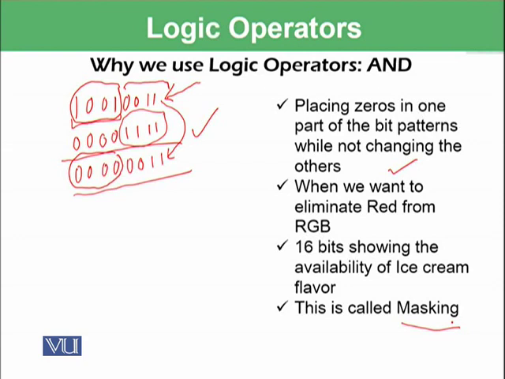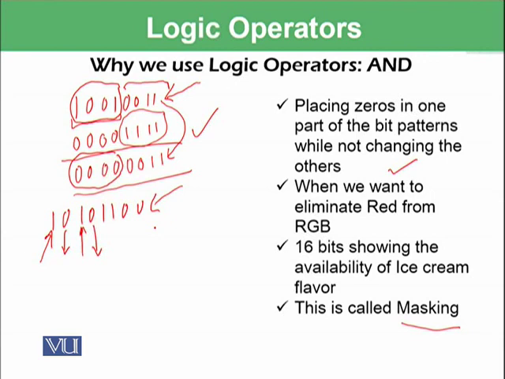We can also perform such things when, for example, there are 16 bits showing the availability of ice cream flavors. We can make it a smaller example of 8 bits. Like we say 1 0 1 0 1 1 0 0, numbered 1 2 3 4 5 6 7 8. Suppose these are the 8 bits representing which flavors of ice cream are available at the moment. 1 shows that a flavor is available, 0 shows that it is not available. So this one is available, this one is not available, and so on.